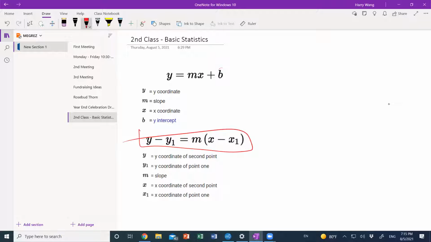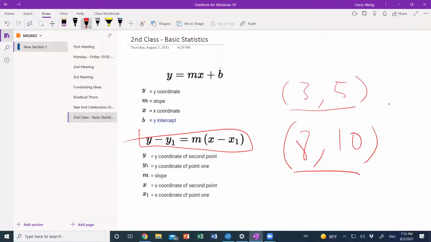So let's say I had 2 points. Let's say I have (3, 5) and (8, 10). What would this tell us? Let's say I want to find the equation of the line from these 2 points, assuming that these 2 points are on a line. What we can do is just plug in the values and it'll give us the equation for the line. So it says y is the y-coordinate of the second point. So this is our first point here, and this is our second point here.